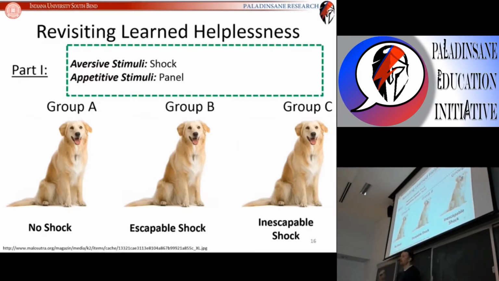So that panel was appetitive because they approached it. They actively sought it out. They actively came near to it. That's how we know that it's appetitive.